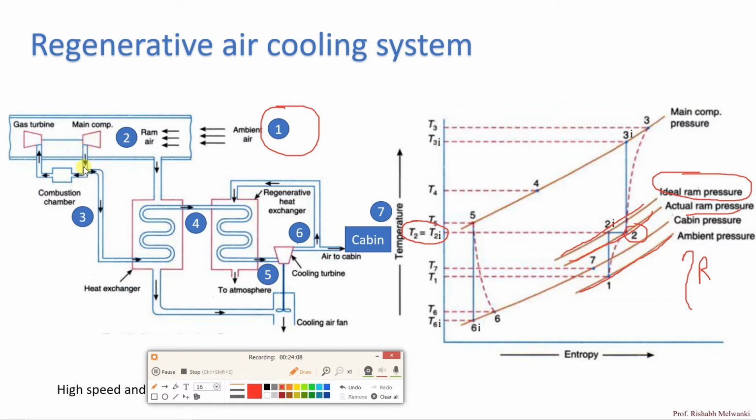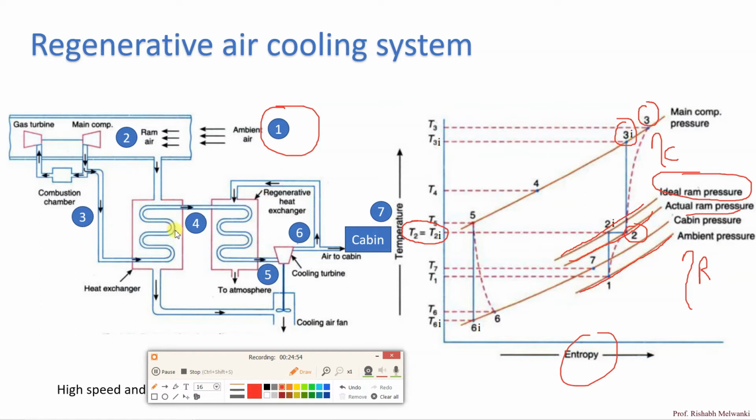From here you can see that air is bled and the remaining air goes to the combustion chamber, runs the gas turbine, and the aircraft engine will power the jet. Then the bled air is taken to the heat exchanger where it is cooled. So 2 to 3 is vertical and this 3i is isentropic. Now if the efficiency of the compressor is given, then 2 to 3 will be the actual process and S3 is greater than S3i. Why? Because there will be friction in the compressor and friction is a cause of irreversibility. So the actual temperature T3 is greater than T3i, but the pressures P3 and P3i are the same.